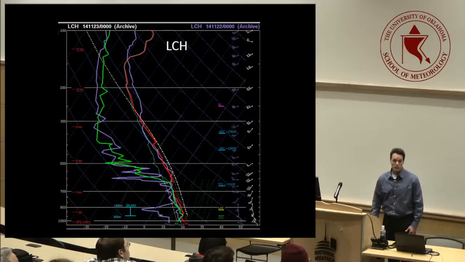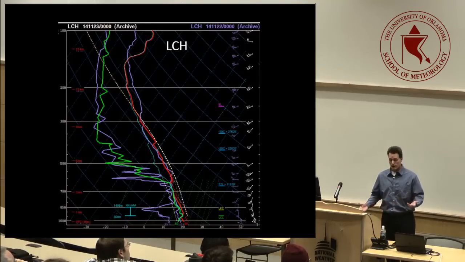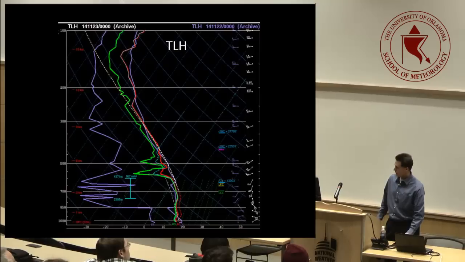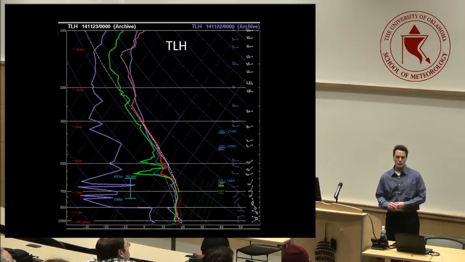Lake Charles, we've moistened quite a bit from the previous day. In this case, we're in a warm advection regime there, as noted by the strong veering wind profile. And there's precipitation formation not too far to the east of them. And if you go to Tallahassee, this is actually tangled up in a lot of rainfall and some elevated thunderstorms over the northeast Gulf Coast in a very strong warm advection profile.